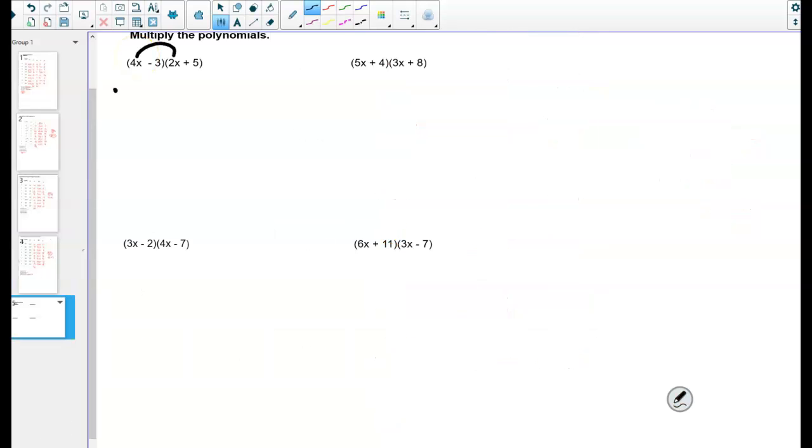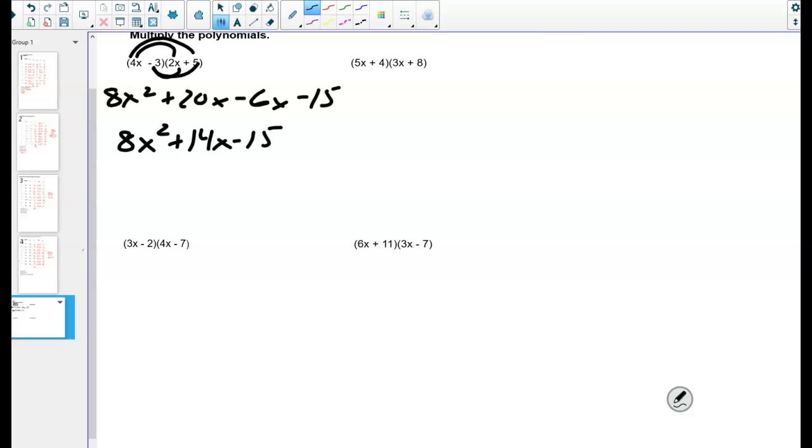We have 4x times 2x, 8x squared. 4x times 5, 20x. Negative 3 times 2, minus 6x. Negative 3 times 5, negative 15. 8x squared plus 14x minus 15.